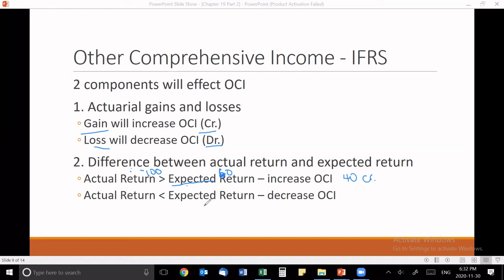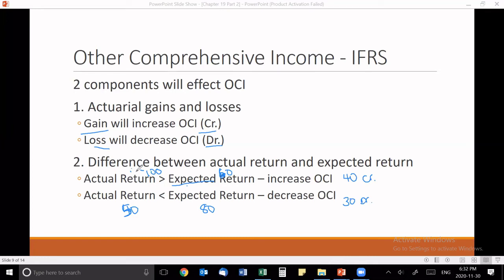However, if you expected a return of 80, but you actually got a return of 50, that means you were expecting 80, only got 50, so that's not a good thing, which means it's going to decrease OCI. So you're going to debit the difference of 30,000.